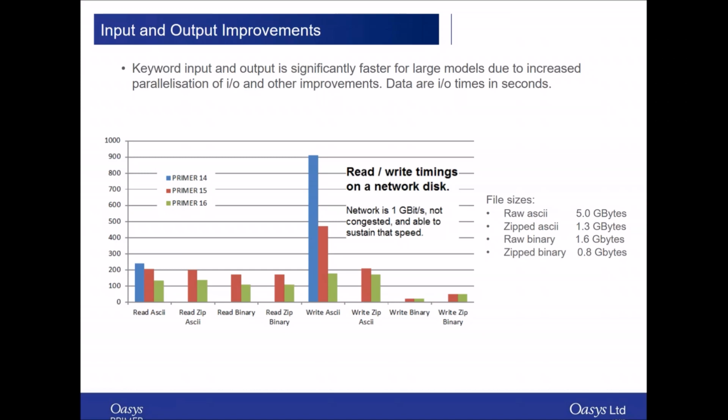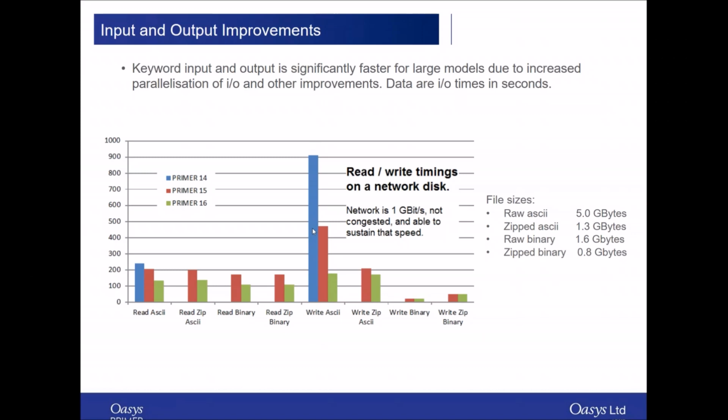So you get great speed ups from using the binary file, as you can see by looking at these charts. So if we're looking at writing ASCII here, these bars in the middle, compare that with the write binary. The write binary is much, much quicker. So this is writing the same file across a network.